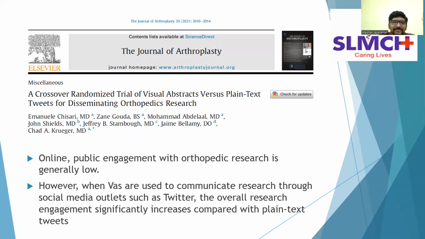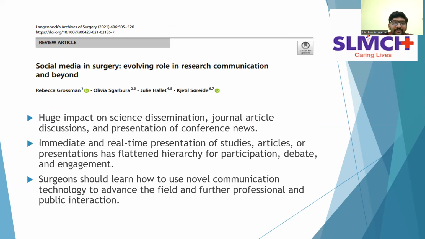The Journal of Orthopraxy has published a crossover randomized trial of visual abstracts versus plain text tweets for disseminating orthopedic research. They concluded that public engagement with orthopedic research is very low, but since visual abstracts are used to communicate research through social media outlets such as Twitter, the overall engagement has increased with visual abstracts compared with plain text tweets.